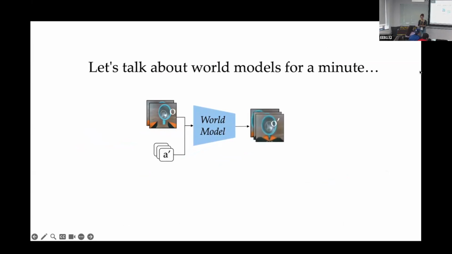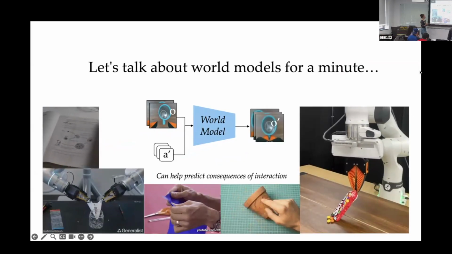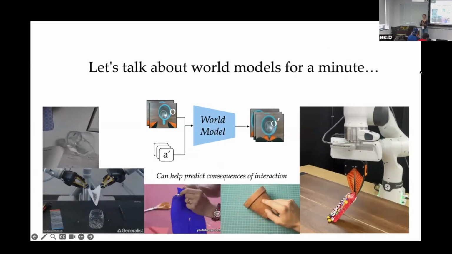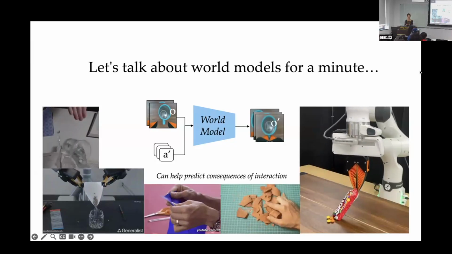I think they're interesting because when you start to deploy robots, especially interactive robots, like manipulators that have to physically interact with the environment, there's some excitement that these kinds of models could potentially help us predict consequences of interaction that are really hard to model via first principles representations.